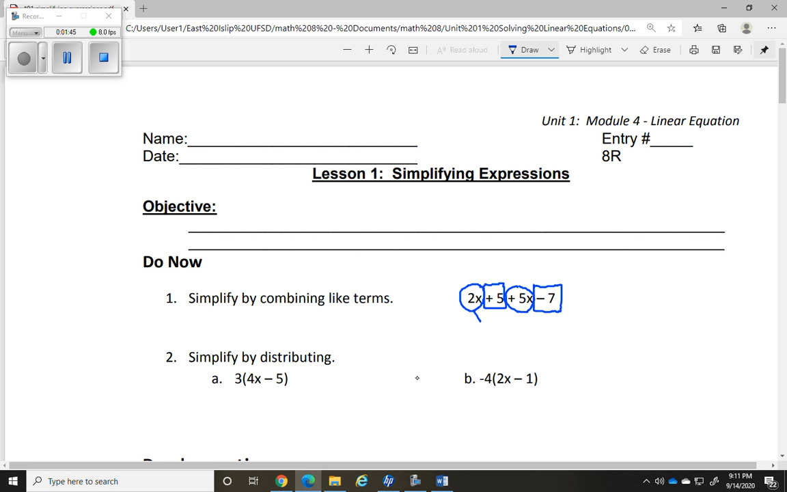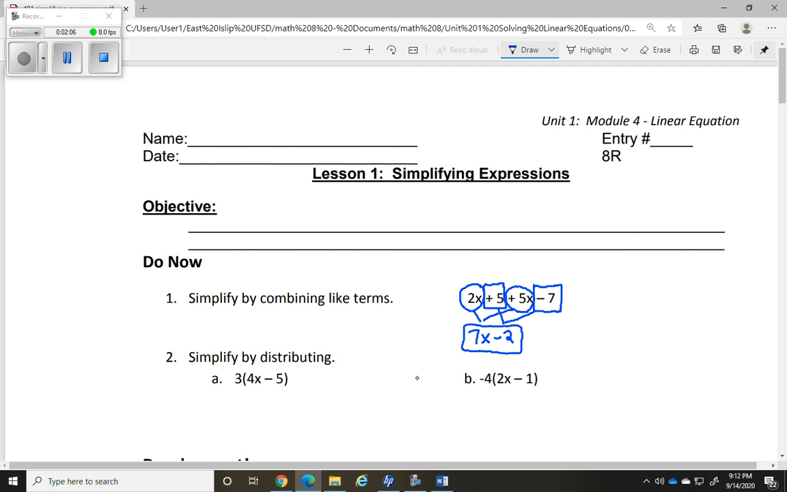So I'll do what I circled first. 2x plus 5x is 7x. And then what I boxed, a positive 5 and a negative 7 is a negative 2. So practicing those integer rules during our first week was pretty important.